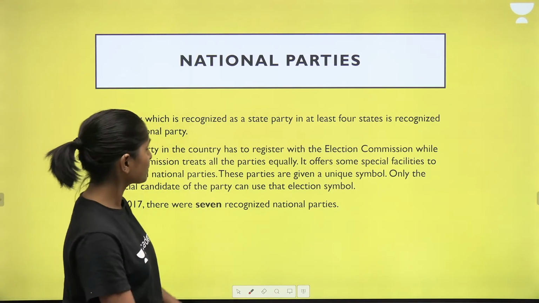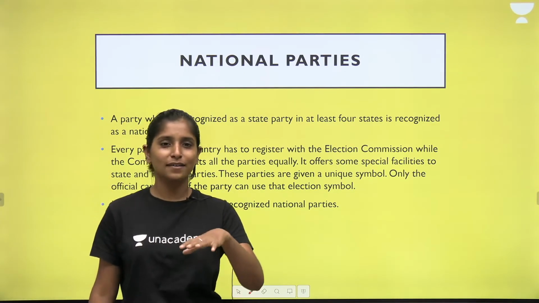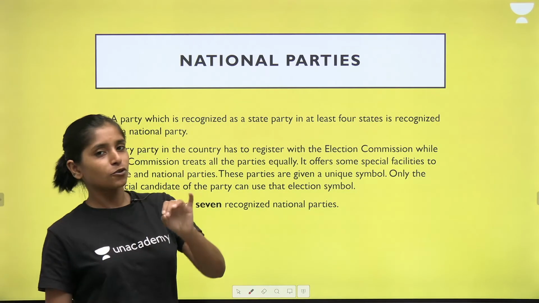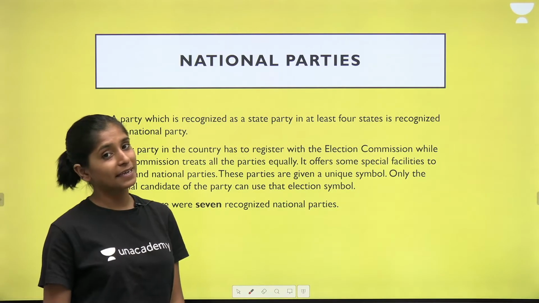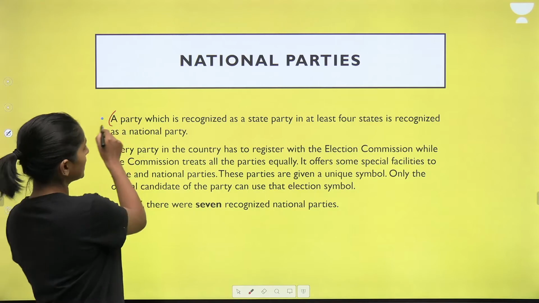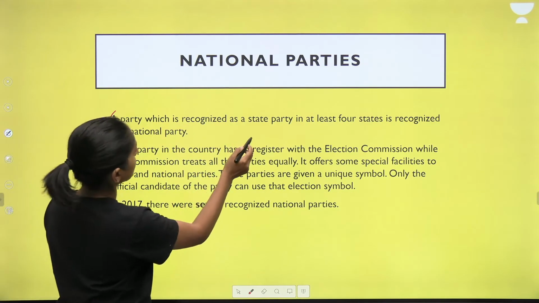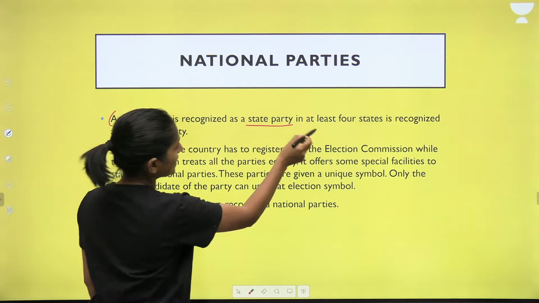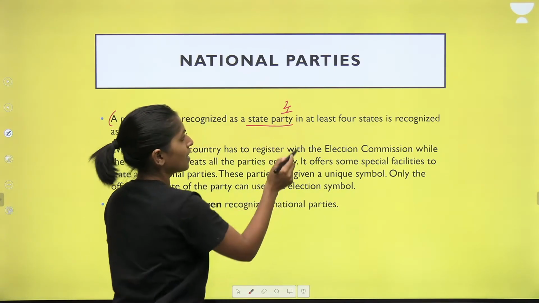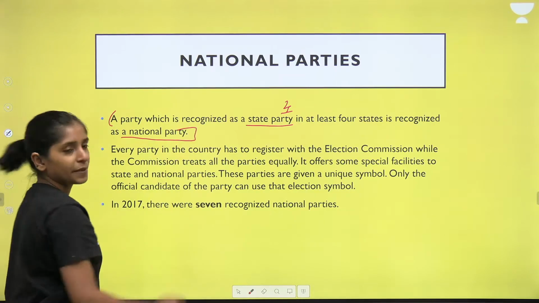I'll be telling you. बेसिकली नेशनल पार्टी बनना इट्स नॉट दैट इजी जॉब, थोड़ा सा मुश्किल है. यहाँ पर आपको समझना पड़ेगा कि एक पार्टी को नेशनल पार्टी बनने के लिए क्या क्या पापड़ बेलने पड़ते हैं. So let's understand about that. A party which is recognized as a state party in at least 4 states is recognized as a national party.